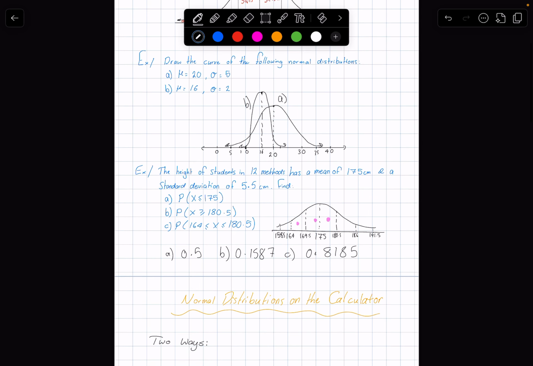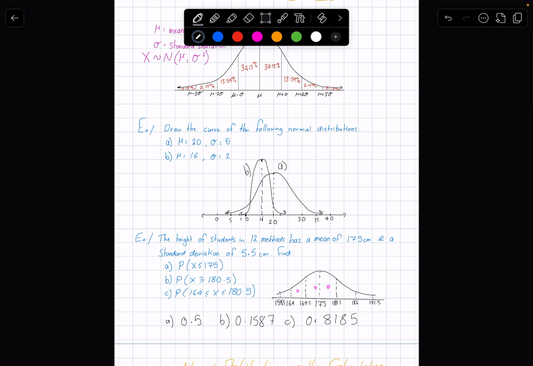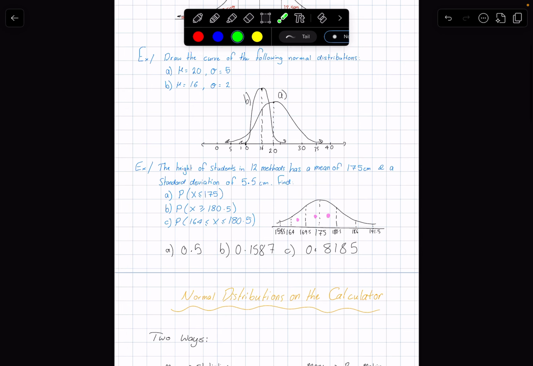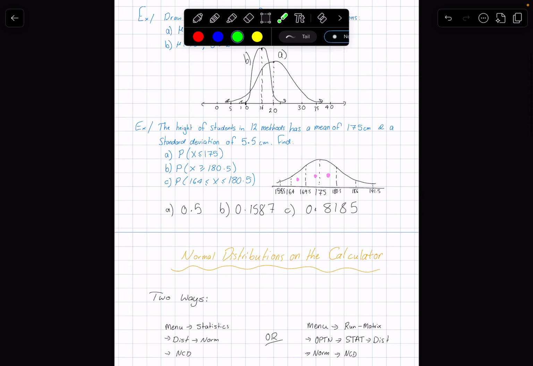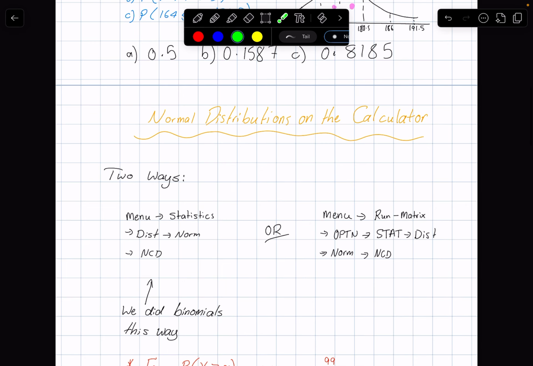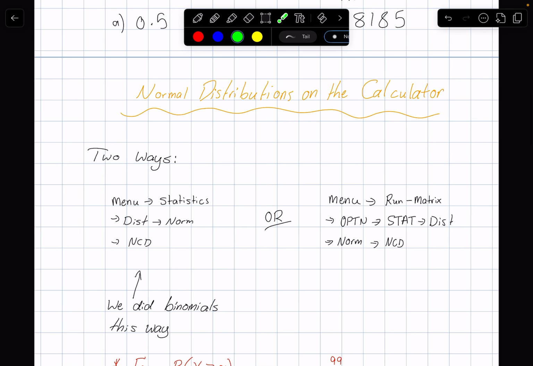Now, the other thing we can do is use our calculator, because sometimes we're not going to be given these values that are perfect standard deviations away. So we need a way to do this. There's two ways on the graphics calculator, the Casio, that you can do this with. The way we did our binomials is probably the easiest because then you're in the same little spot. So you've got menu, then statistics, distribution, norm, and we're only going to use NCD for now. Or you can go menu, in your run matrix, option, stat, distribution, normal, NCD as well.